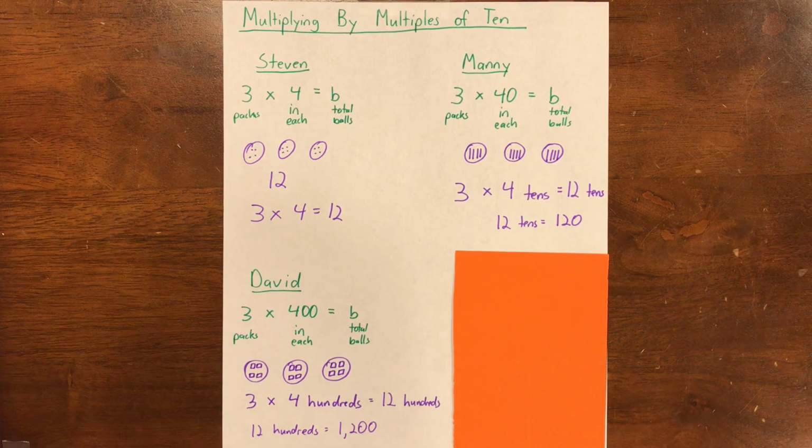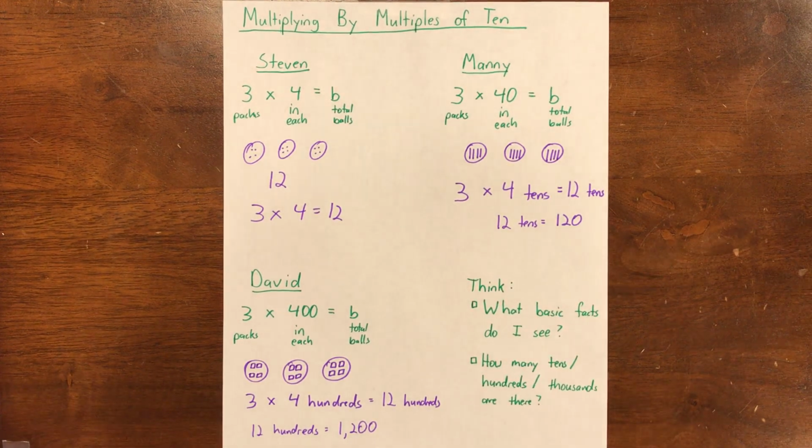Fascinating, really interesting. So I'm wondering, as you're diving into your work today, what could you think about when you're multiplying by multiples of 10 that would help us to solve these problems efficiently? Say it out loud. Yeah, you could think about the basic fact. In this case, that was 3 times 4. And then you could think about how many tens, hundreds, thousands, whatever it is that you have, like how many of those that you have. So I captured those key points to help us as we're working today.